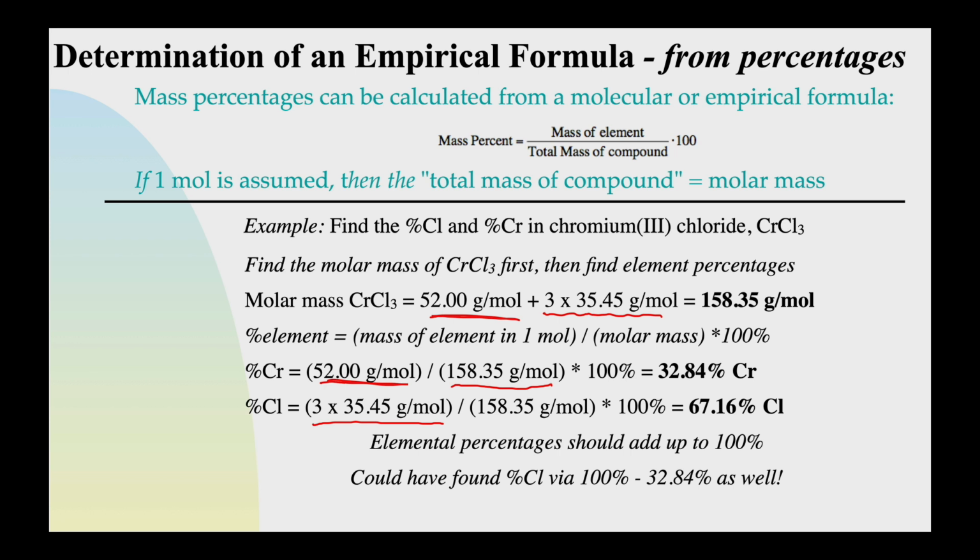Also, if there's only 2 components, and you have the first one, say the percent of chromium from earlier, 32.84%, you can find the second percent element by 100% minus 32.84. So we could have also found the percent chlorine by going 100% minus 32.84, and that will give the same answer. Sometimes that's a handy way to do things as well. So finding a percent by mass of an element in a compound is not too bad. Molar mass on the bottom and how much of the element goes into it on the top.